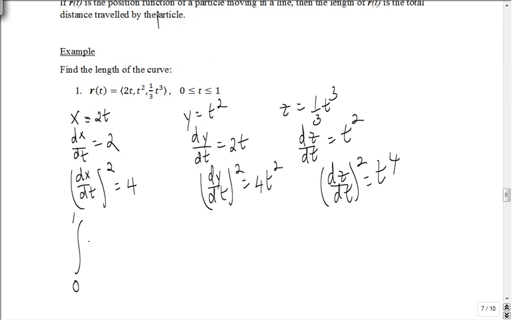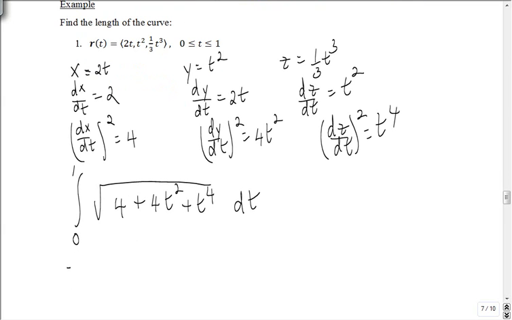And then we are integrating the square root of the sum of all of these things: 4 plus 4t squared plus t to the 4th. Now that's where problems begin, because sometimes you may have no idea how to integrate that. So check to see if you can find the square root of that. The way this is written, I know that 4 plus 4t squared plus t to the 4th is a perfect square. You can factor that.